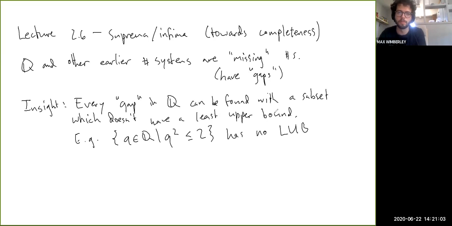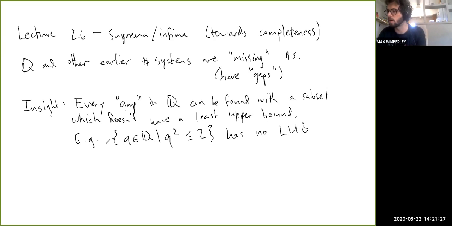Every one of those missing numbers is the least upper bound of some weird subset of Q. So in principle, you could build the real number system by going through all of the subsets of Q, figuring out what their least upper bound should be, and if it's missing, just introducing that as a new number. But obviously, that's kind of an abstract process. We're going to avoid doing that. That's kind of what Dedekind cuts do, actually.